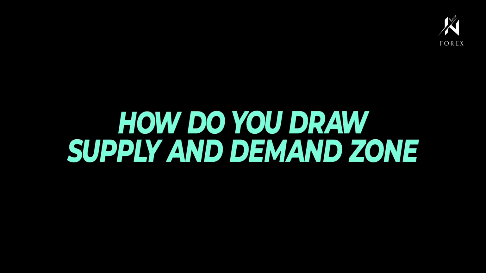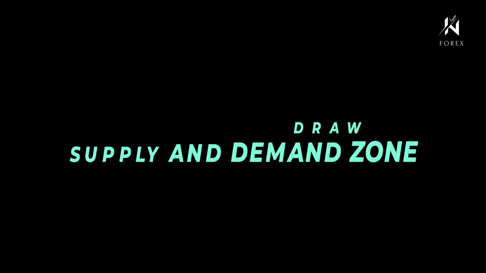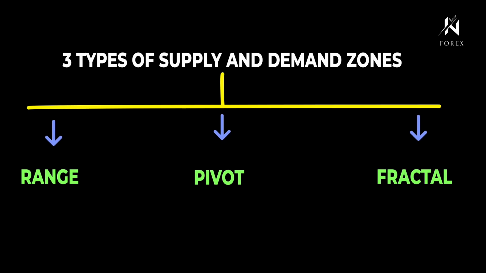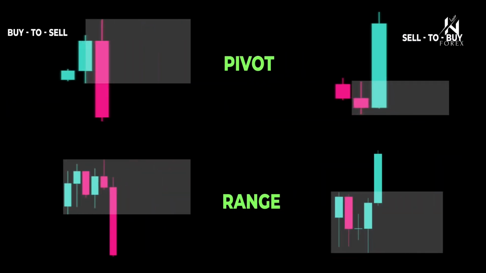So how do we draw supply and demand zones in the same way every single time? There are 3 types of supply and demand zones. The first 2 are the ones that I recommend you use. These are range and pivot zones. The names are pretty self-explanatory. A range-created zone is where price clearly initiates out of a range of candles. You draw the zone from the top to the bottom of the range.